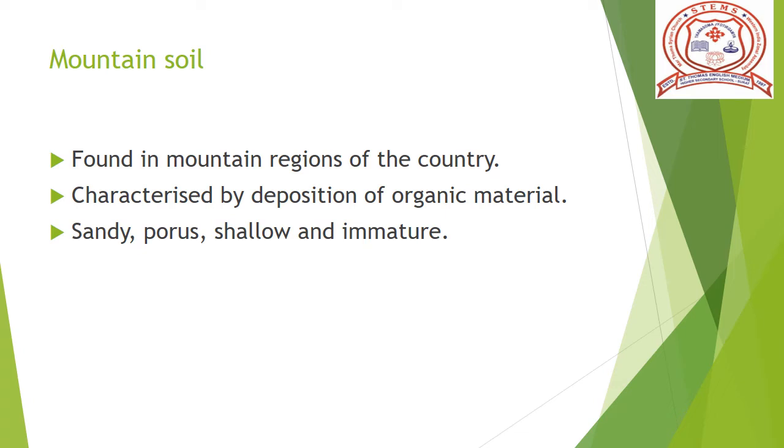Next is mountain soil. It is found in the valley and sloping regions of the Himalayas at the altitude of 2700 to 3000 meters. This soil is found in Assam, Darjeeling, Uttarakhand, Himachal Pradesh and Kashmir, and it is characterized by the deposition of organic material. This soil is sandy, porous, shallow and immature.